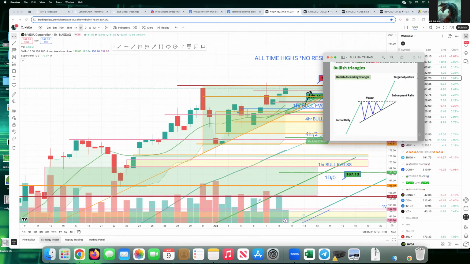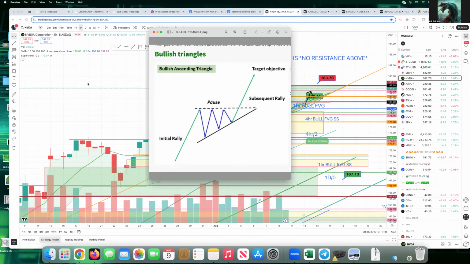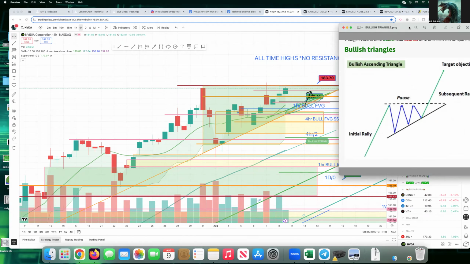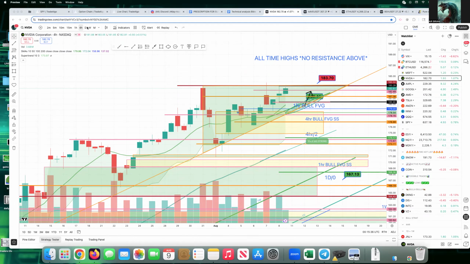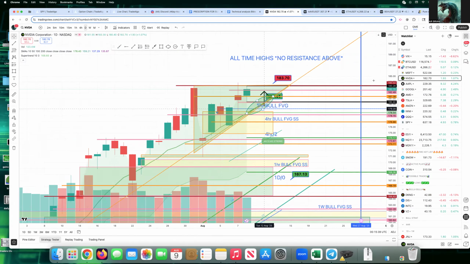See, it's textbook. Initial rally, and then you form a triangle. I mean, I couldn't make it more perfect myself, honestly. Here's the initial rally. The triangle is a little bit bigger than the one in the picture, but it is what it is. So NVIDIA, eyes on NVIDIA at the bottom of that triangle, right? That's why I have that circle there.